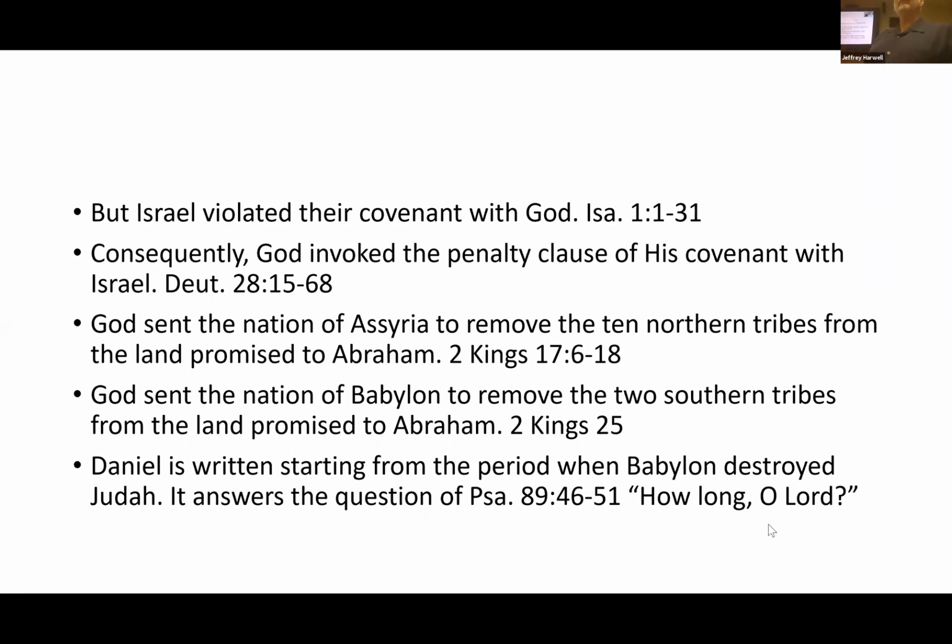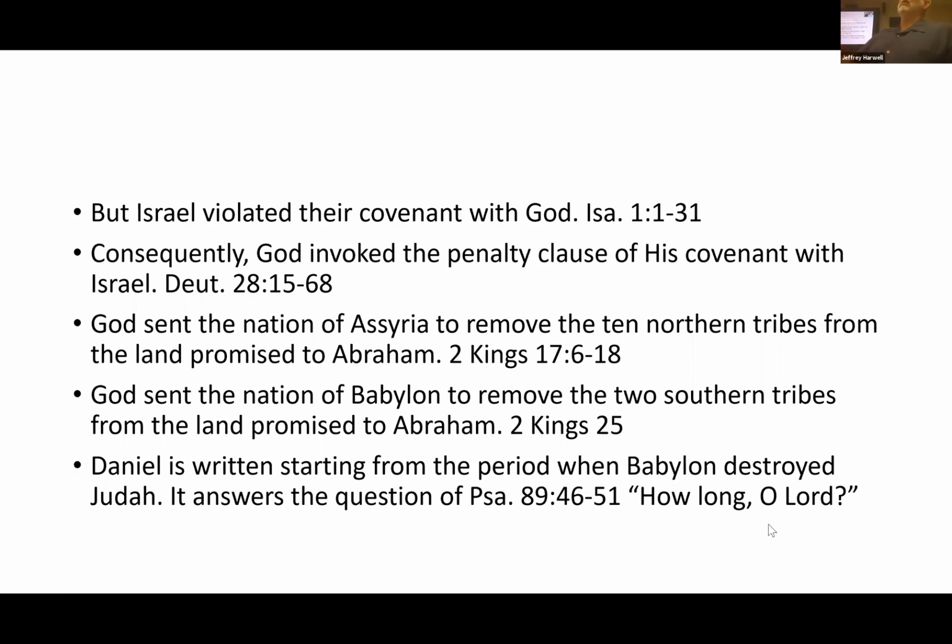Yeah, there are actually three promises, two of which are unconditional and one of which is conditional. The promise to Abraham for all the world to be blessed through a great nation that would rise from his seed, that's an unconditional promise. And there's an unconditional promise made to David, that he would have a son on the throne of Israel forever.